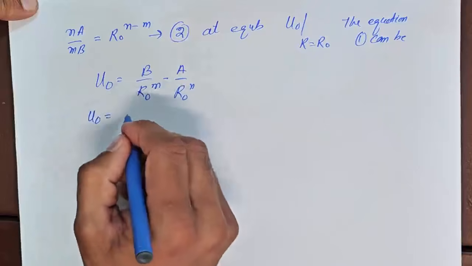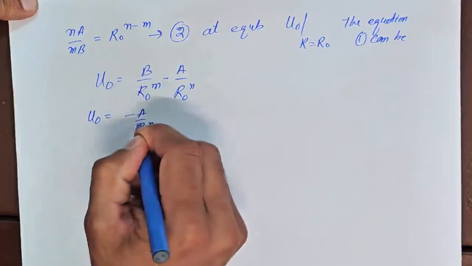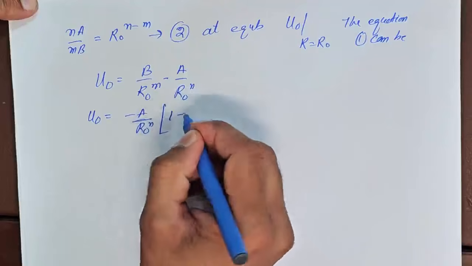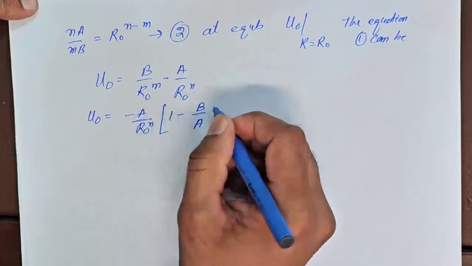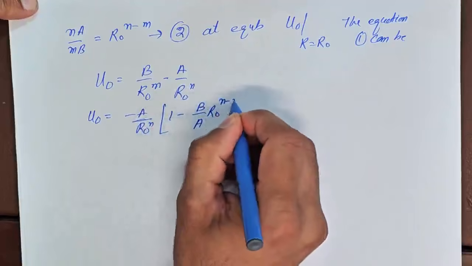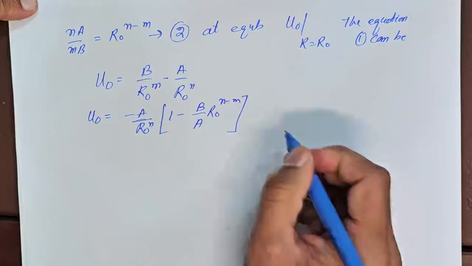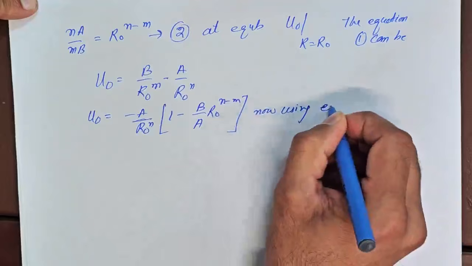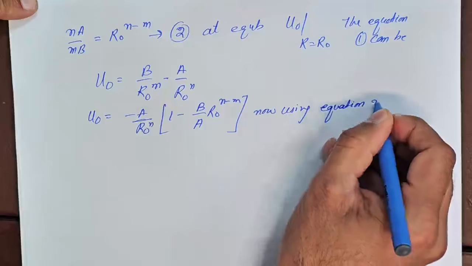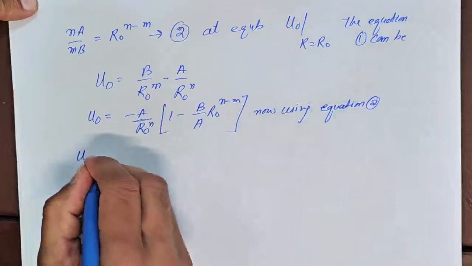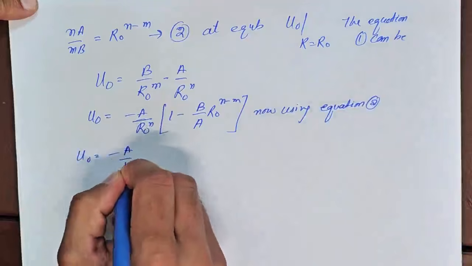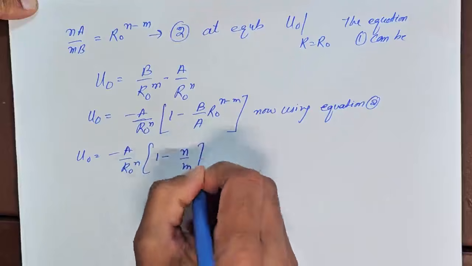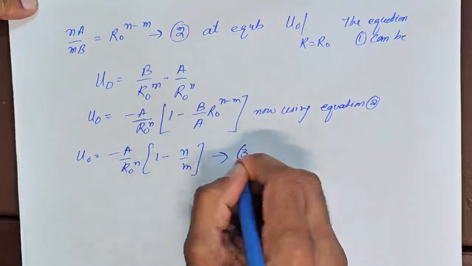Mu naught is equal to minus a divided by r naught n. I am taking minus a divided by r naught n common from the equation: 1 minus b by a, this is r naught n minus n. Now, using equation 2, we can write mu naught as minus a divided by r naught n, 1 minus n by m. This is equation 3.